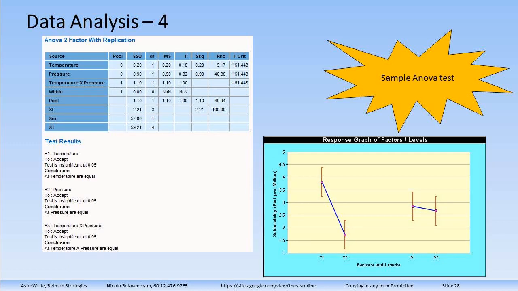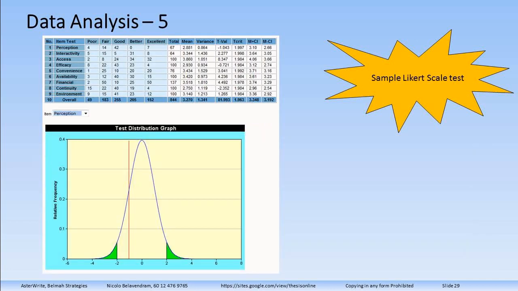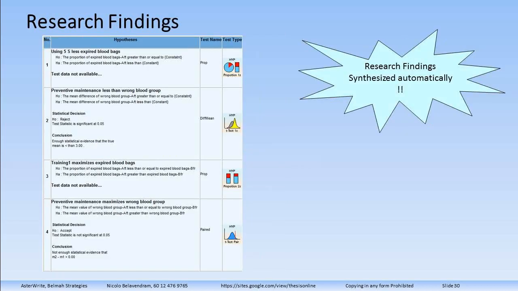Here you can see an ANOVA test. Note that you only need to key in the data appropriately. AsterWrite does the ANOVA calculations and displays the test results based on the hypothesis. Here you see a Likert scale test for several items created in the Likert test applet. The distribution for any item can be studied selectively. AsterWrite consolidates the research findings in an amazing way.